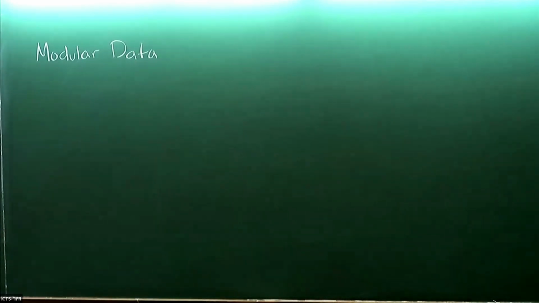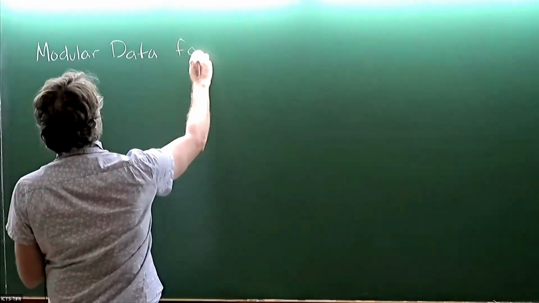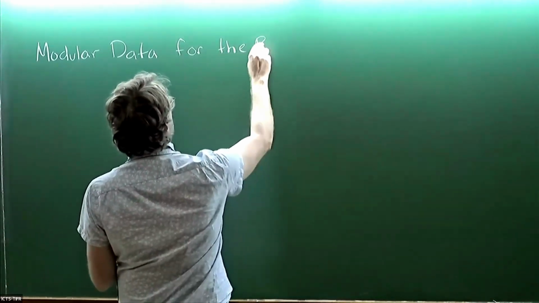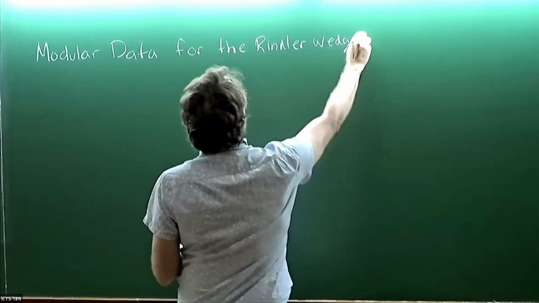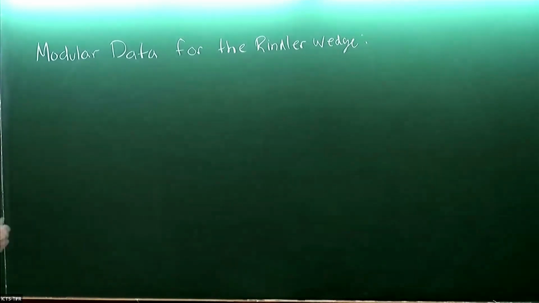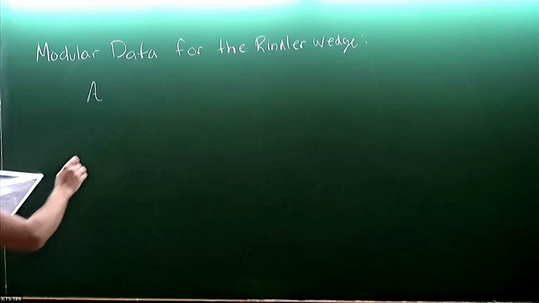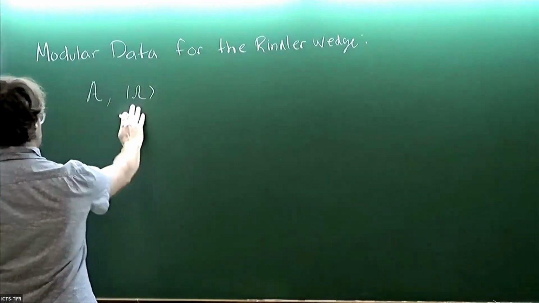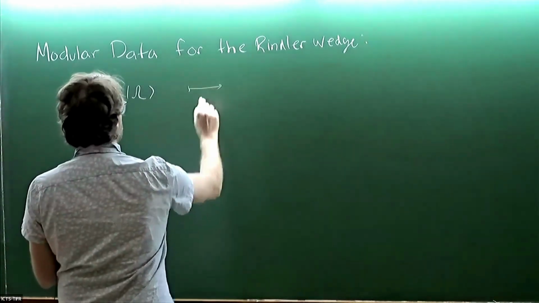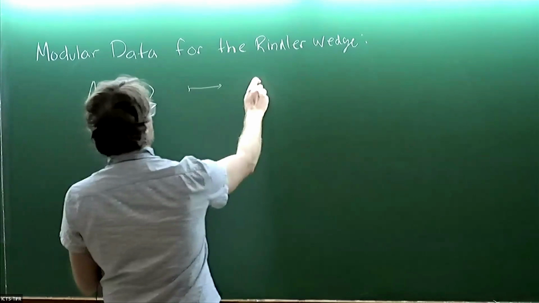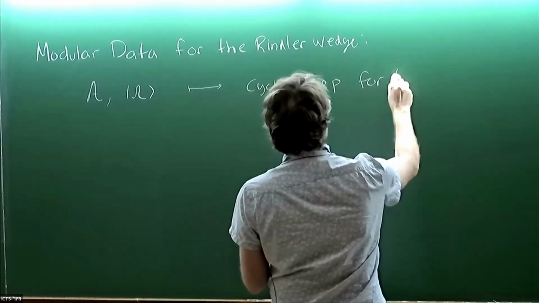Okay, so I'm going to start today by talking about modular data for the Rindler wedge. Recall that the modular data is defined when I have some algebra, some von Neumann algebra, and some state. The state here is going to be the vacuum state. And one thing that I didn't talk about, although it has been discussed, is that the vacuum state is cyclic and separating for localized regions.